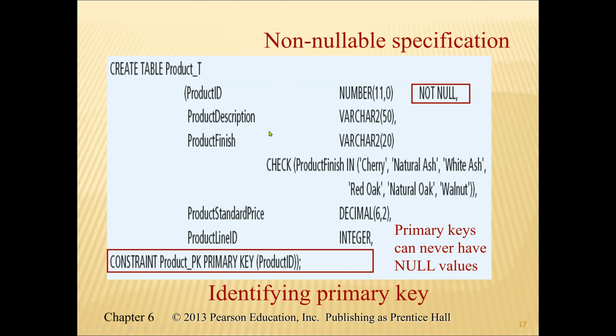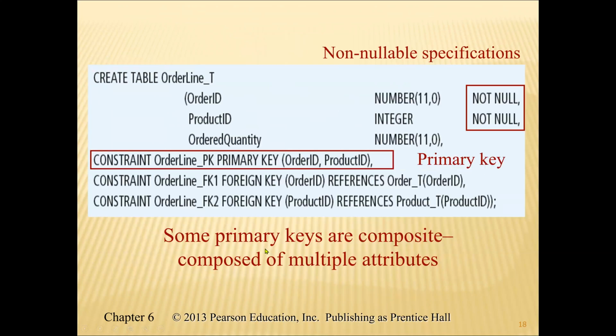So if no question, we keep going. So here also we have the non-nullable specification. The primary key field, we have order ID and product ID. And we can see that order ID and product ID, they are not null.